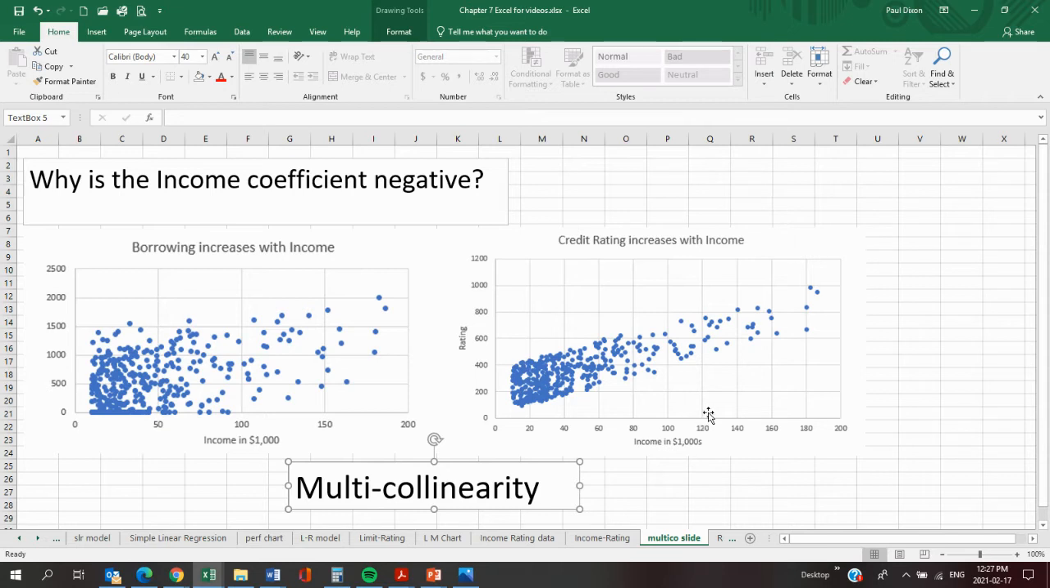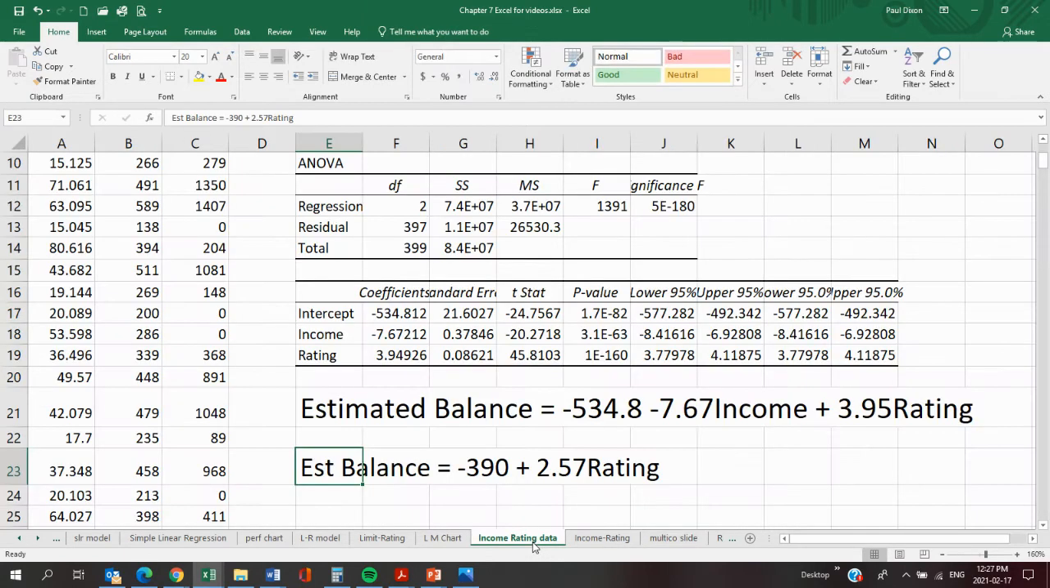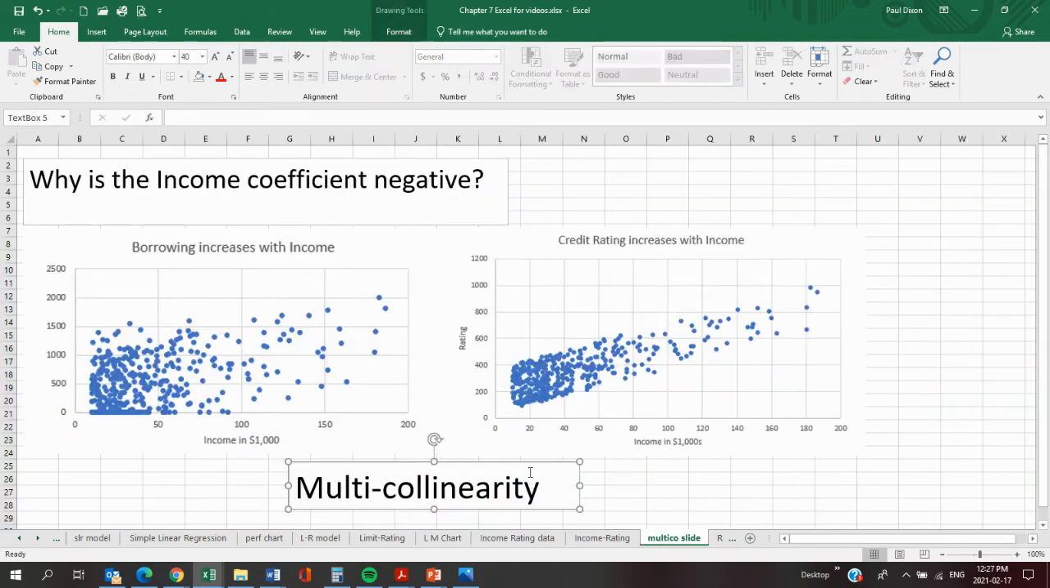And this complicates everything. I can't talk in that previous slide about changing someone's rating without talking about changing their income. Because if they have a higher rating, they probably have a higher income. Or I can't talk about changing their income without changing their rating. The two of them move together and they interact with each other. And that's why I'm getting this strange coefficient. This problem is known as multicollinearity.